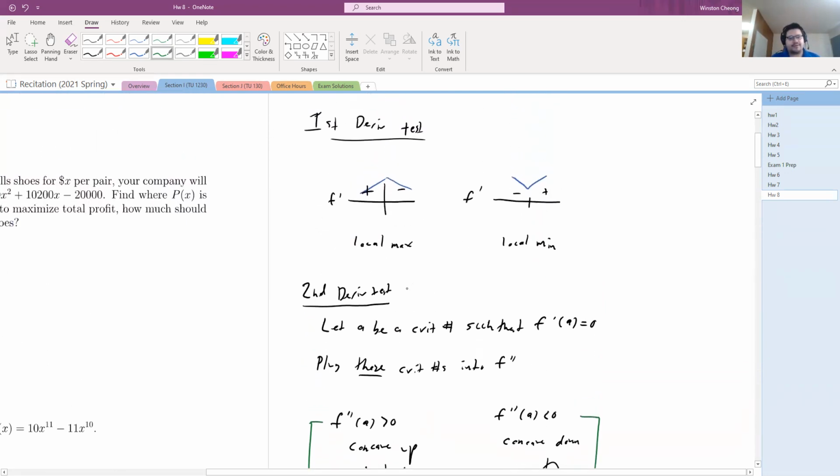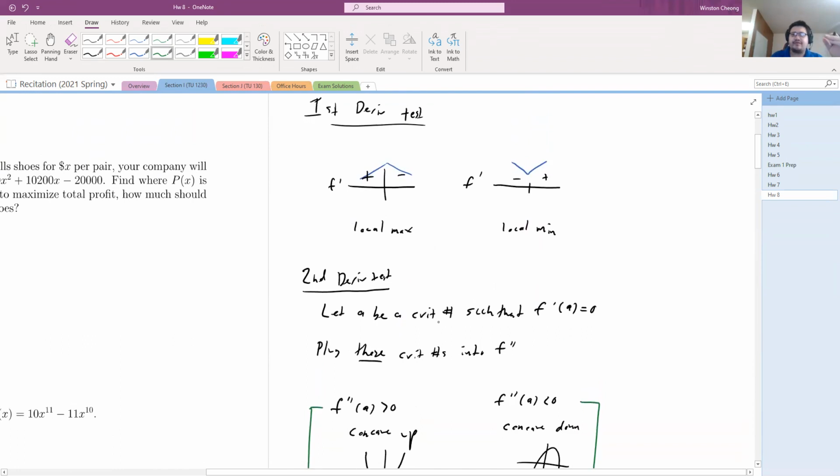Okay, so now just to recap, right? First derivative test, we only used the first derivative, and from that information in the first derivative, we can conclude that this particular place where there's a critical number is either a local min or a local max. First derivative test tells you that. Second derivative test tells you exactly the same information. It just uses the second derivative instead of the first derivative.